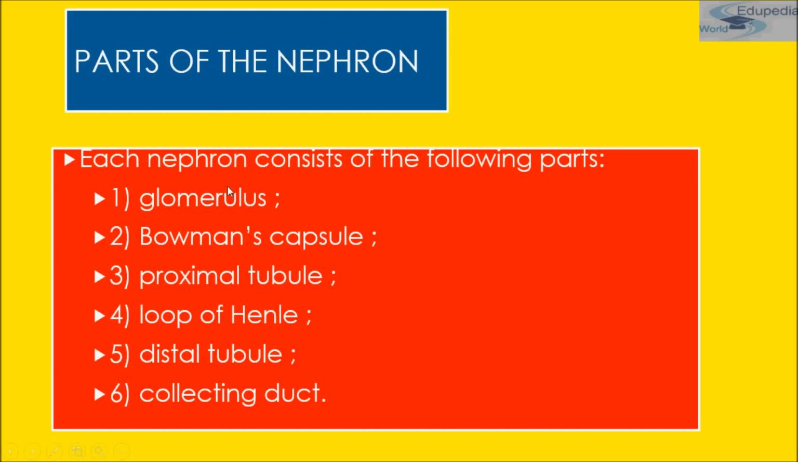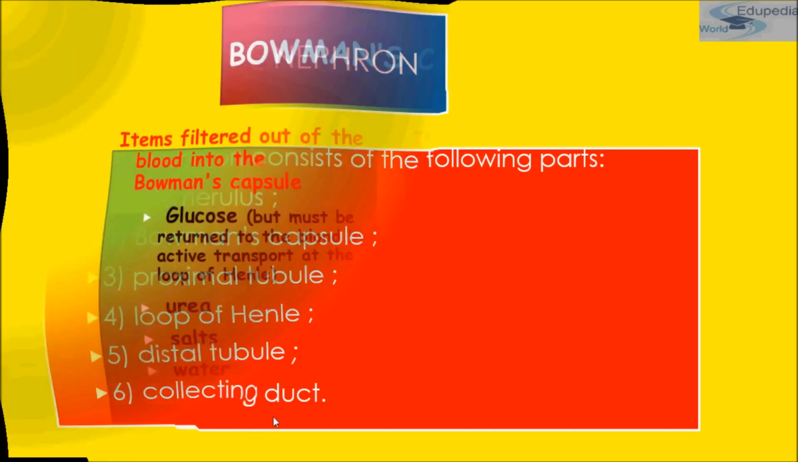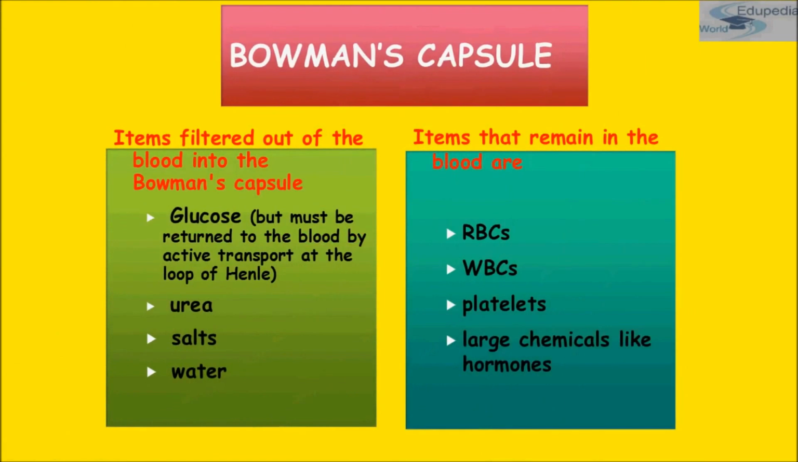So I'm again repeating that each nephron is divided into two parts. The first is made up of two parts, glomerulus and Bowman's capsule, and the second part is made up of these four parts: proximal tubule, loop of Henle, distal tubule, and collecting duct. Now we'll see what happens in Bowman's capsule and how blood gets filtered.